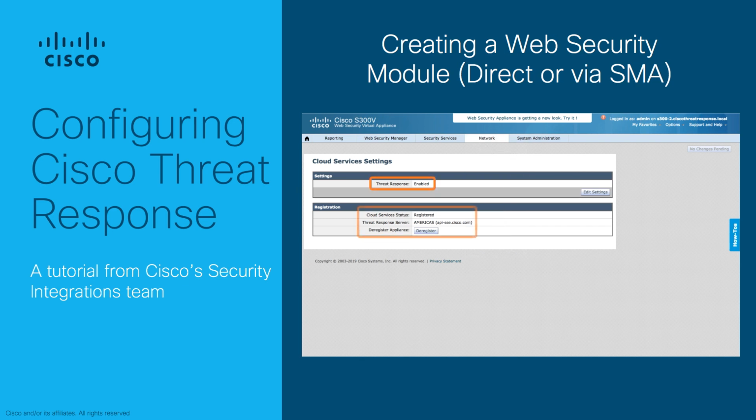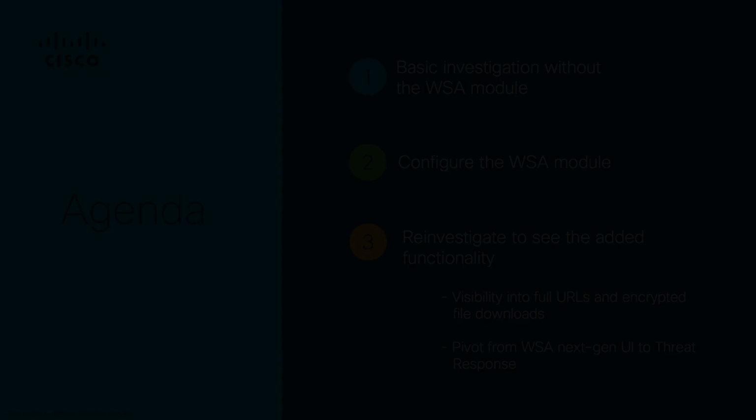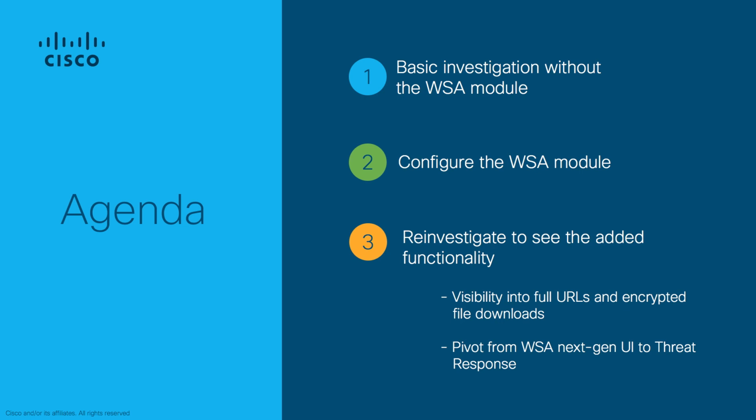The Web Tracking API provides data such as IP addresses, domains, URLs, and file hashes, which Threat Response can use to speed up the investigation of web threats. A quick look at our agenda here. First, we'll see a basic investigation before configuring the WSA module. Then we'll do a step-by-step walkthrough of the module configuration. And finally, we'll revisit our original investigation to see the added functionality.